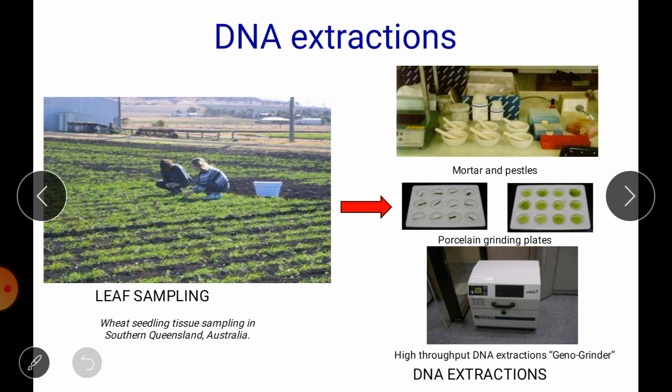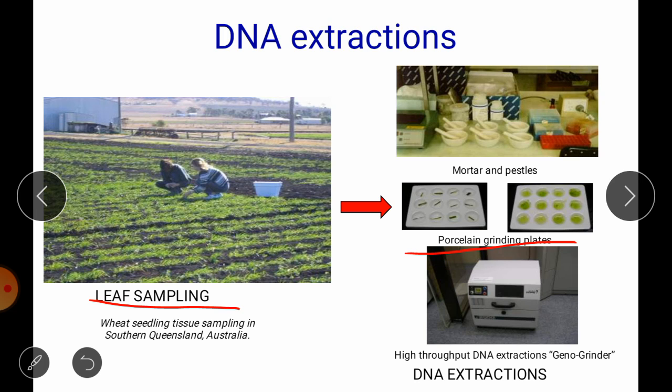So for DNA extraction we have to go in the field and do the leaf excision at any stage from seedling up to maturity stage. After that, using a mortar and pestle or porcelain grinding plates, we have to crush the leaf sample using a specific chemical which is given in your specific procedure, and after that you have to do DNA isolation.